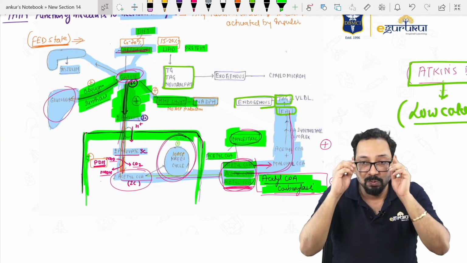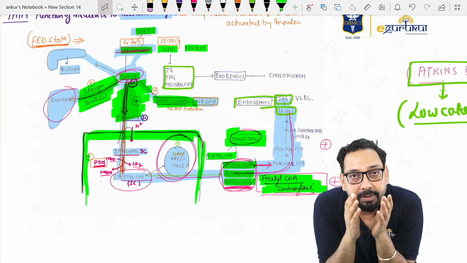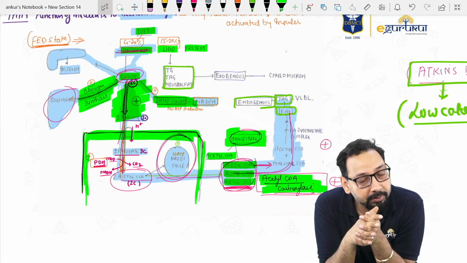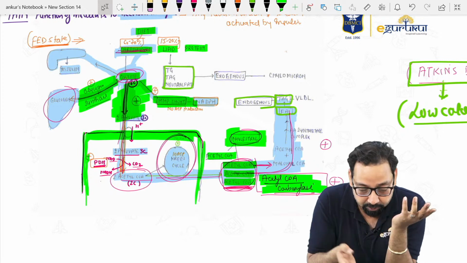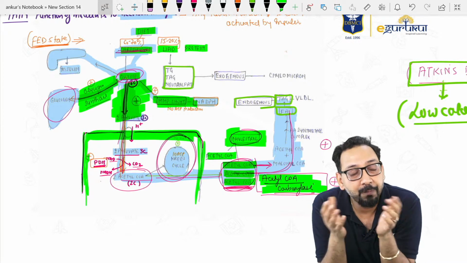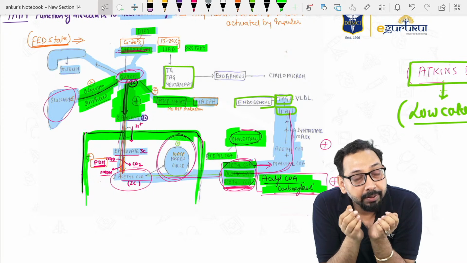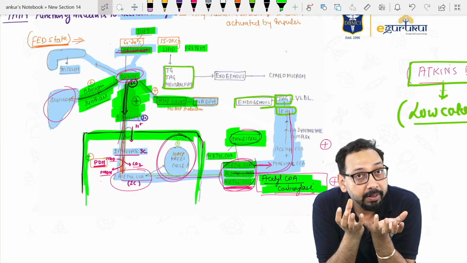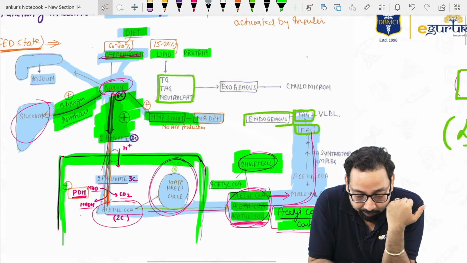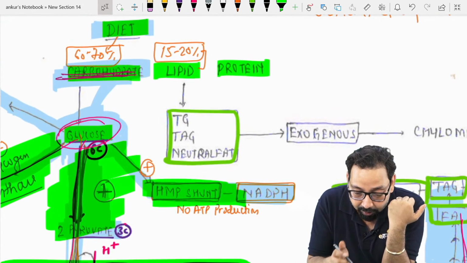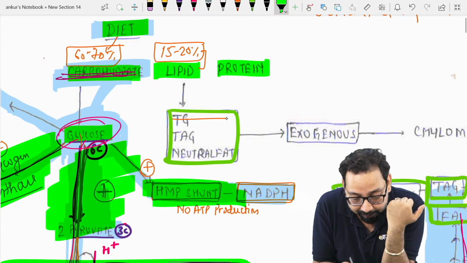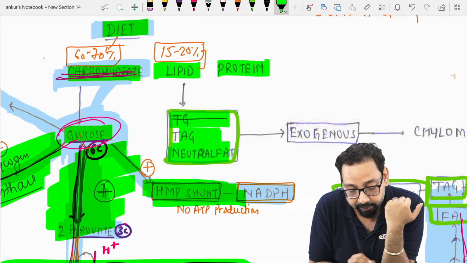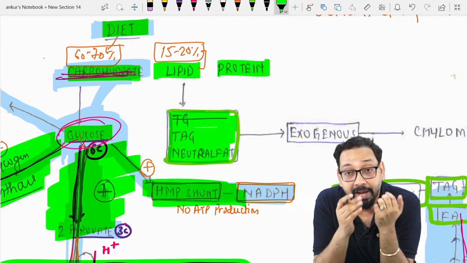So I just told you that fat can be synthesized in our body. Yes or no? Yes. I just told you that carbohydrate can be converted to fat. Fat can also come from diet. If fat comes from diet, fat is also called triglyceride, triacylglycerol or neutral fat, which comes from diet.